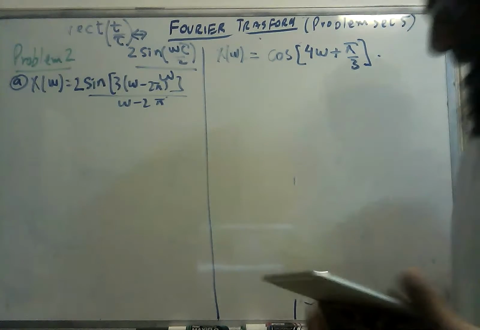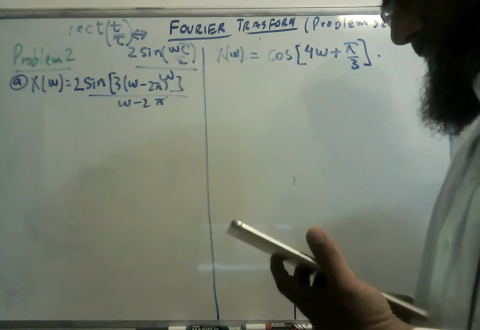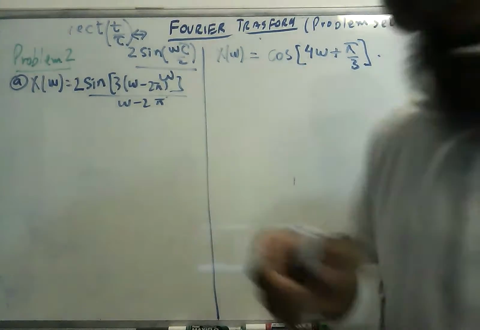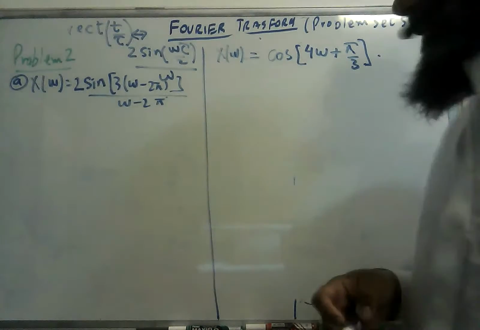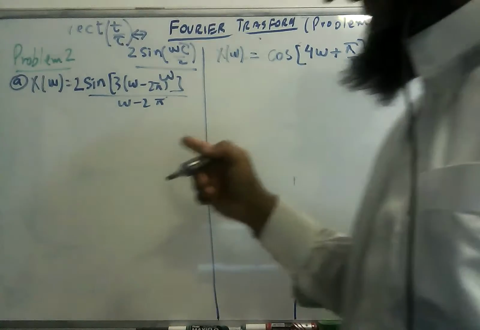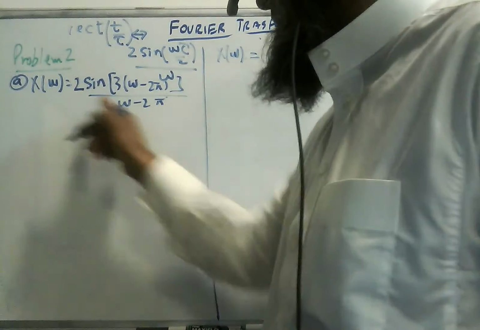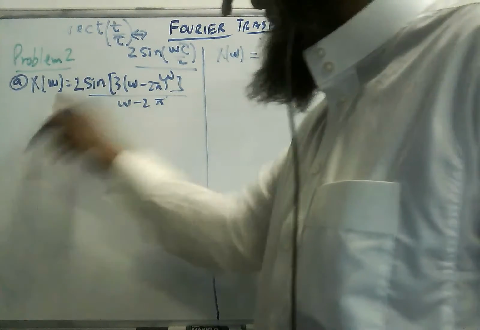Okay, so let us work on this problem again, the first problem we started. So now this is the problem of inverse Fourier. So we need to find the inverse Fourier, which means we need to find the Fourier transform of this function.